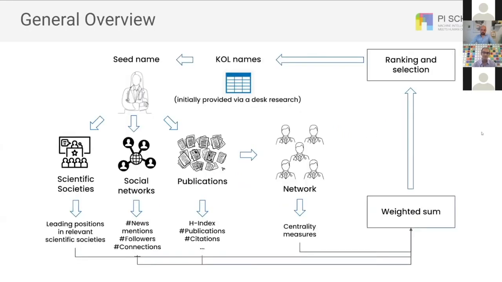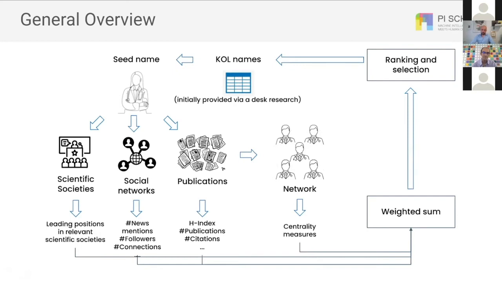So this diagram shows the general overview of the solution. We'll start with a list of names, which we call seed names. They can be from the desk research, or we can also generate these seed names from the literature. And for these people, we analyze 3 different aspects. First, the political, which is related to the leading positions in relevant scientific societies. Also the social impact. This includes social networks, but also the number of times a person has been mentioned in some local or international news. For these sections, we use some named entity recognition algorithms to find out some names.